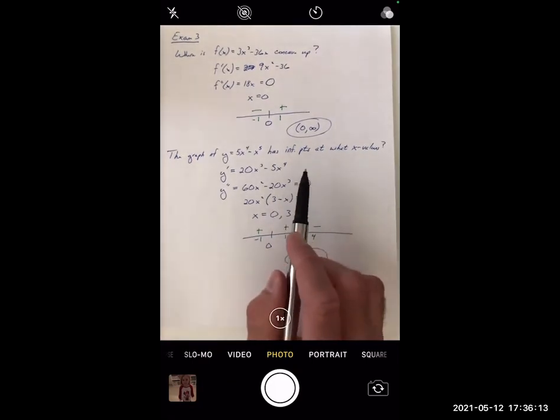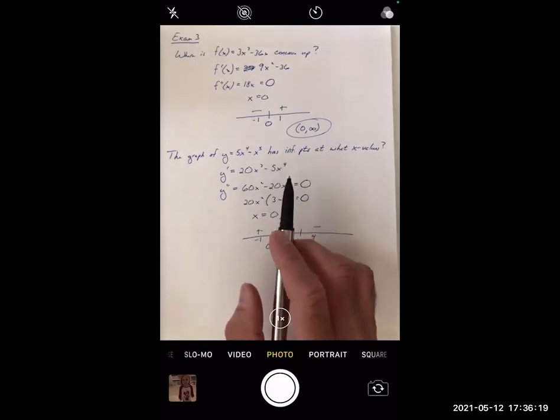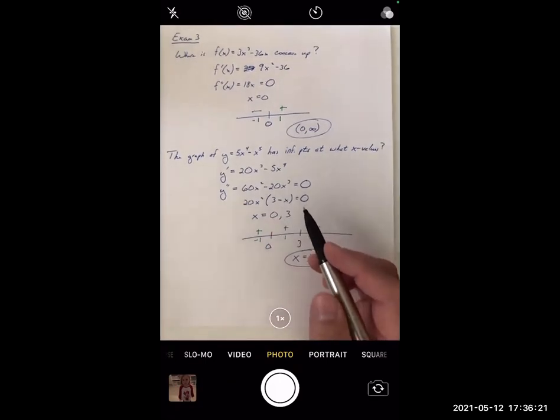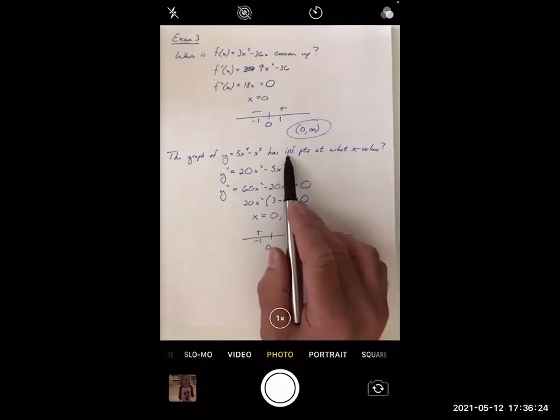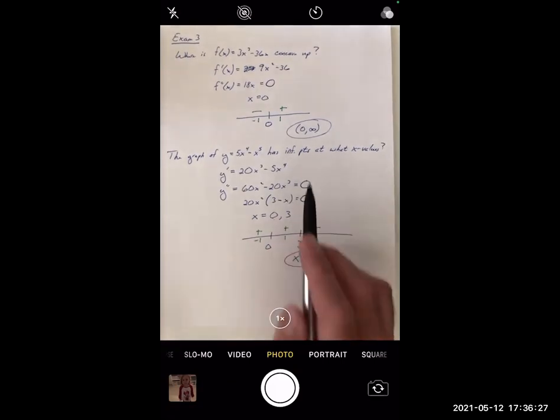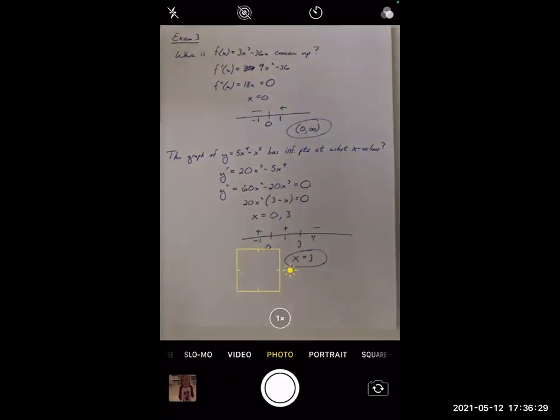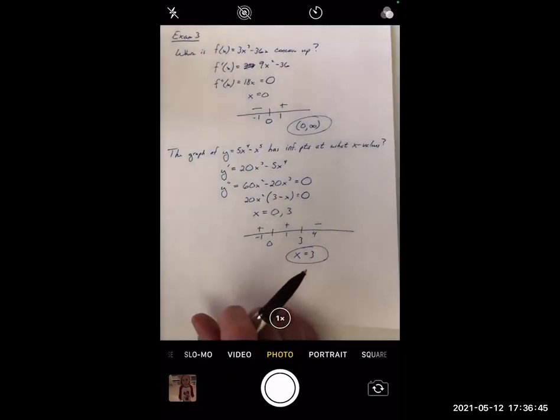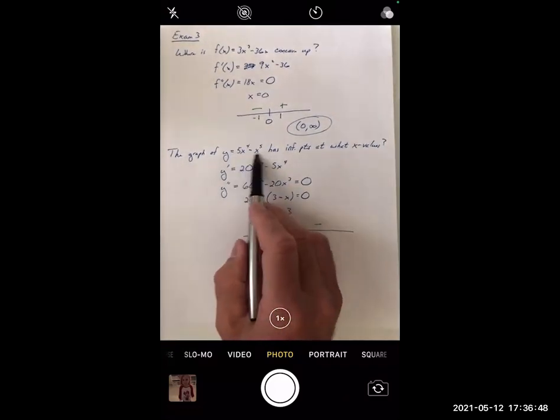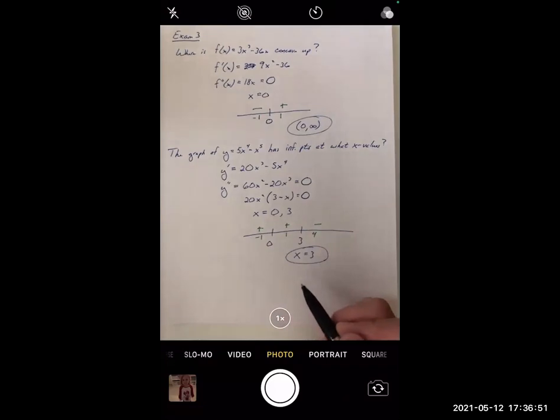But concavity can still switch where it's a DNE, because it can switch at a vertical asymptote. But in that case, it would not be considered an inflection point because it's not a point. It'd be like an inflection number, a place where concavity switches. But if it's a polynomial, it's guaranteed to be a point no matter what.